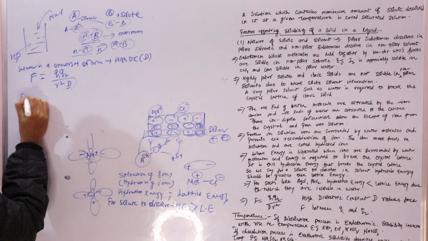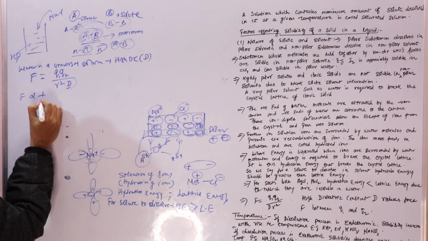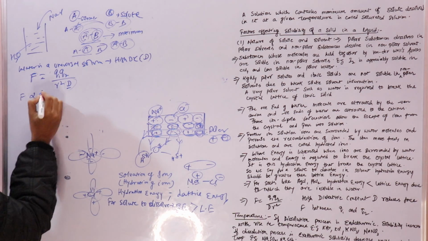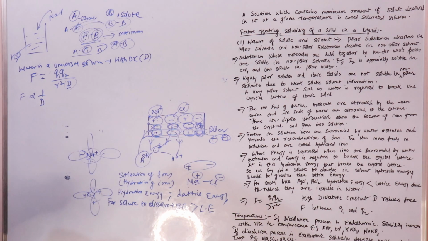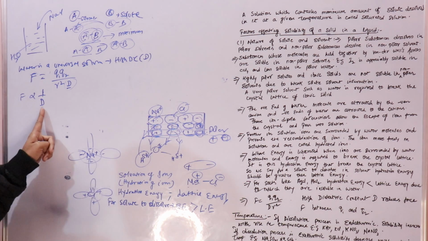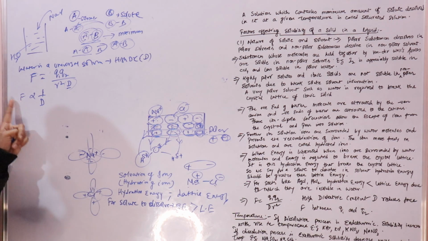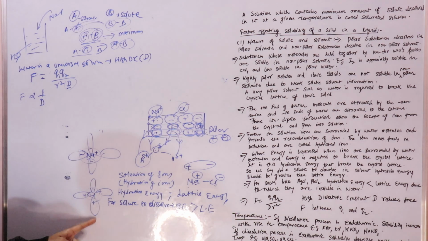Since, from this relation, we can see that force is inversely proportional to 1 upon D, and D is your dielectric constant, and water has a high dielectric constant, so it reduces the force between these ions, right? We have understood how, by neutralizing these ions.